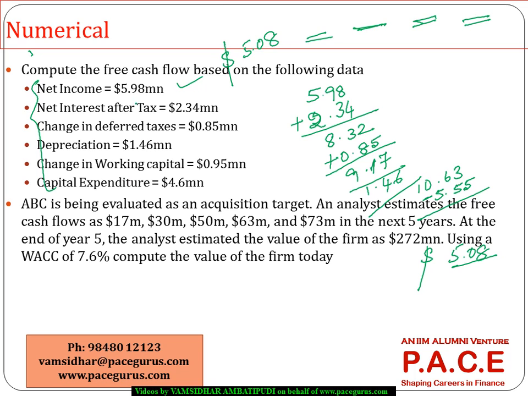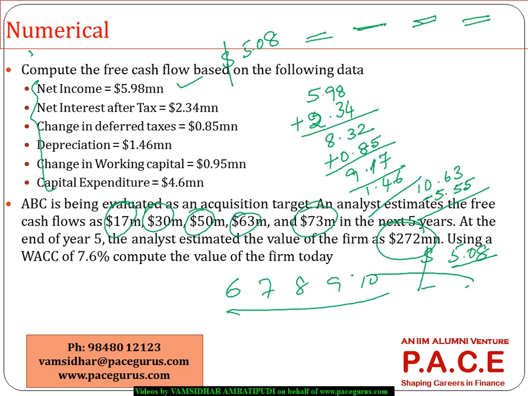So assume that I have got these numbers as the free cash flows for the next 5 years, 17, 30, 50, 63, 73, and at the end of year 5 the value of the firm is taken as 272, which means the terminal value, sum of 6, 7, 8, 9, 10 years and infinite years cash flows, all of them discounted to the end of the 5th year. Let's say it has come out to some 272 million.